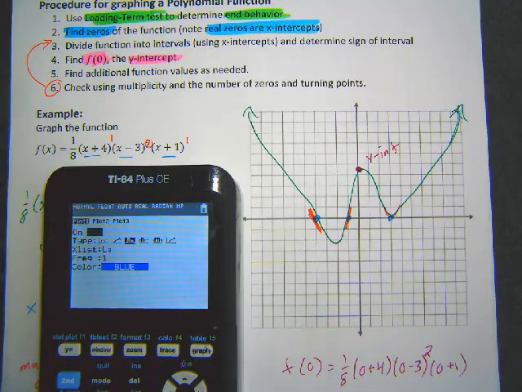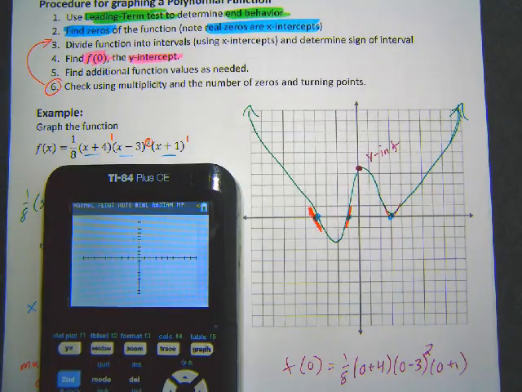Oh, yeah, I left it on. Sometimes you'll get that invalid dimension if you use it for stats class and then forget to turn off your stats graph. That's what happened. I forgot to turn off my stats graph.